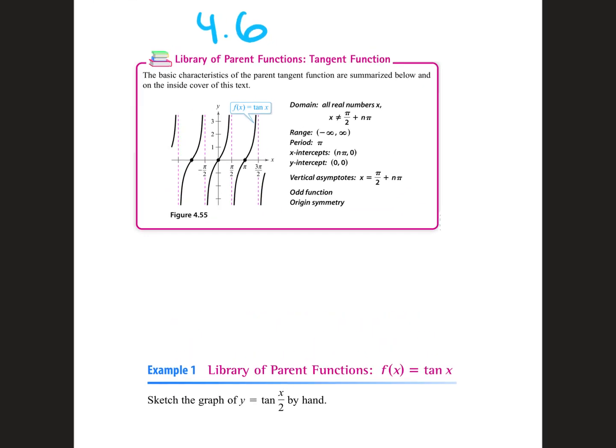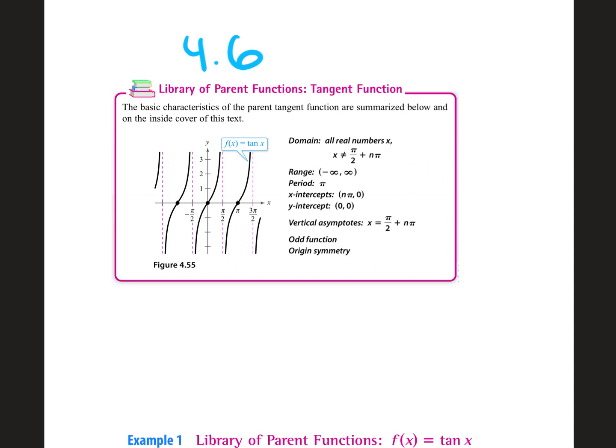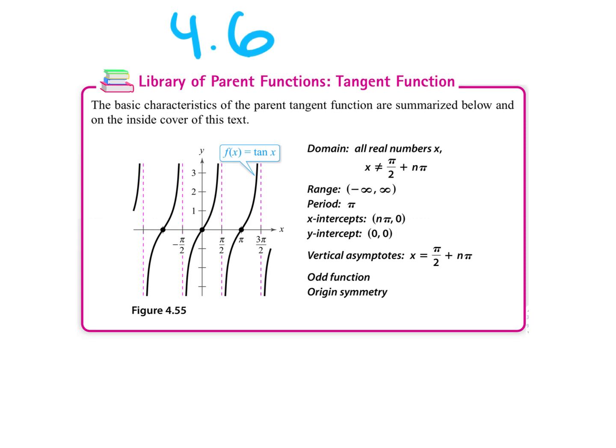So yesterday we graphed sine and cosine. Today we're going to graph tangent, cosecant, and secant. The only one we're not going to be graphing is cotangent, but we're going to graph everything else today. So right here we have the basic characteristics of the parent function of tangent.